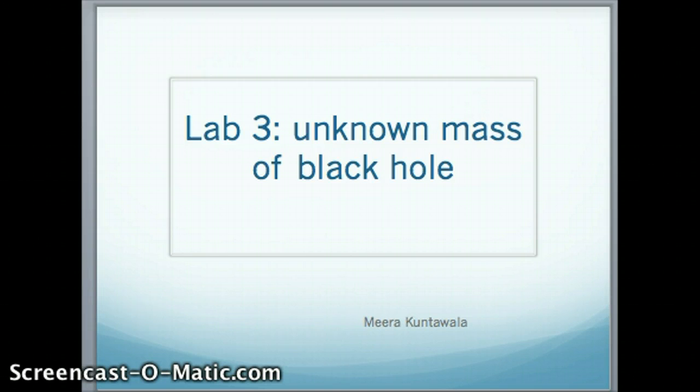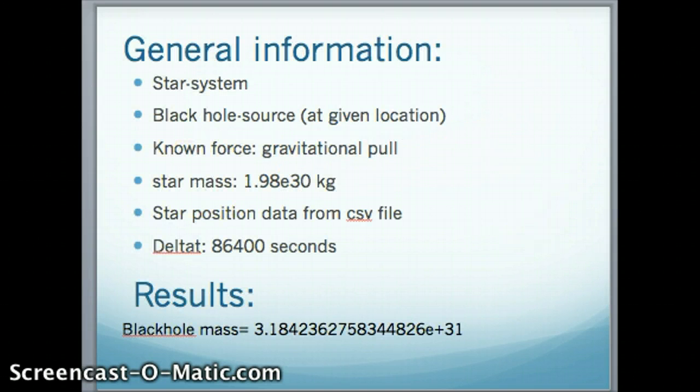object. For this lab, some of the information that we're given that will be useful to us in our coding is that the system is the star and it's orbiting around its source, a black hole, that's given at a certain location based on what we have on WebAssign. The only known force is the gravitational pull. The star's mass is given and the star position data is given in a CSV file. Delta T is also equal to the number of seconds in one day. The results of coding showed that the black hole had a mass of about 3.18 e to the 31.